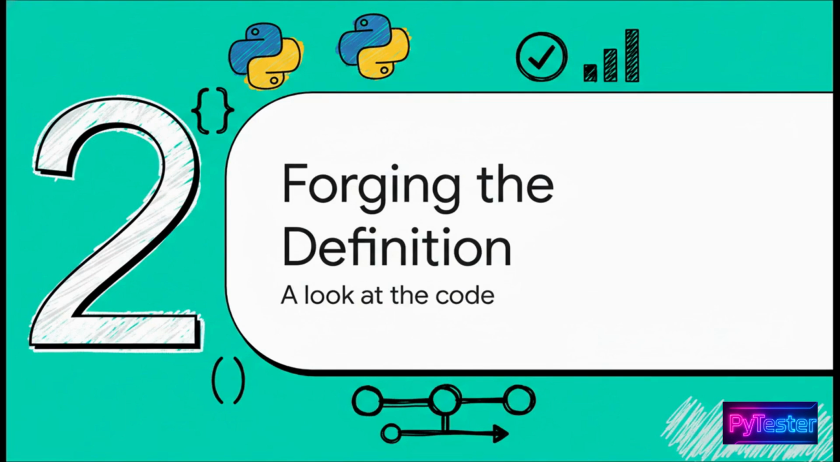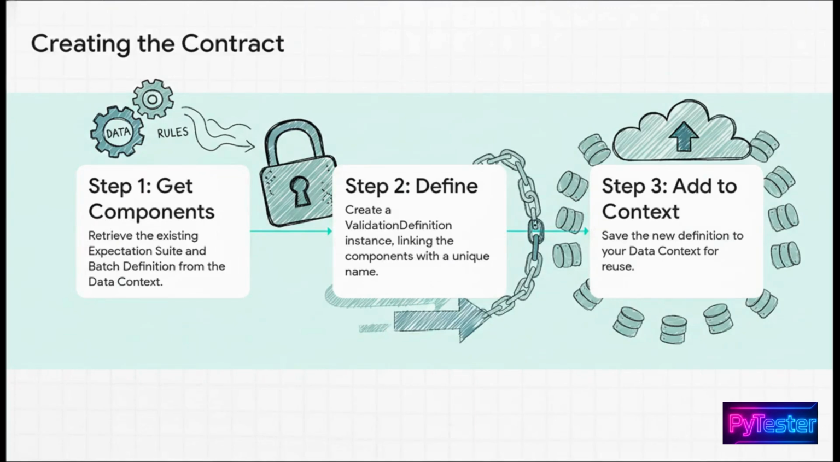All right, enough talk. Let's get our hands dirty and look at the Python code. You'll be surprised at how straightforward it is. It really boils down to a super simple three-step process. First, we just grab the components we've already made, the data definition and the rules. Second, we define the validation itself, creating that link. And third, we just add it to our data context so we can use it over and over again.